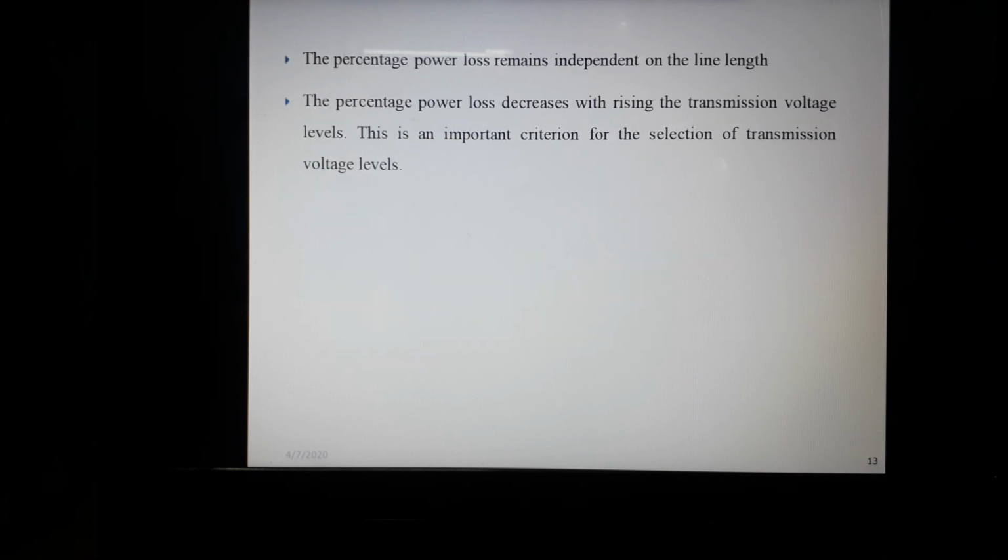The percentage power loss remains independent of the length of the line, as it is clear from its formula that percentage power loss does not depend on the length of the transmission line. The percentage power loss decreases with rising transmission voltage. It is clear in the table also, and this is important. This can be the important criteria for the selection of transmission voltage levels. Thank you.